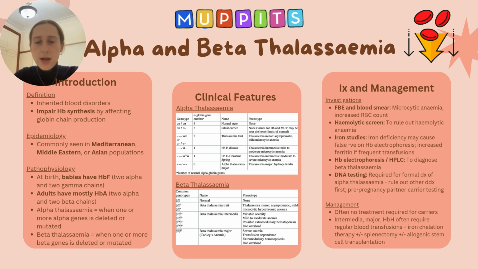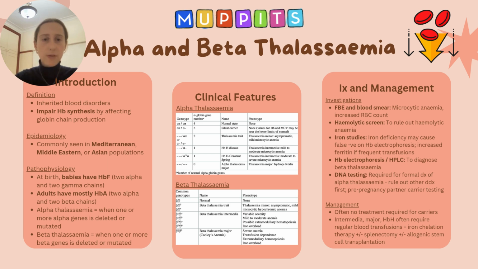So at birth, if beta thalassemia is present, there may be very minimal symptoms or signs, even if it is a more severe form of beta thalassemia, whereas alpha genes or alpha chains are present in both hemoglobin F and hemoglobin A. So they're going to be present both at birth and then later on as well in adulthood. In terms of the clinical features, there are different phenotypes of both alpha and beta thalassemia, depending on the severity and what the deletion or mutation is.